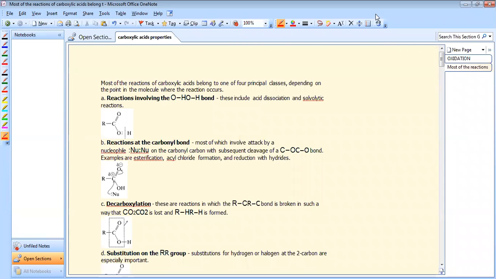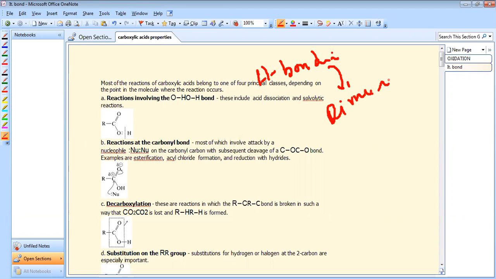Good morning, everyone. So yesterday we discussed preparations and properties. In that, particularly with respect to properties, we covered the formation of hydrogen bonds, and next one is dimerization. So the dimerization occurs due to hydrogen bonding.